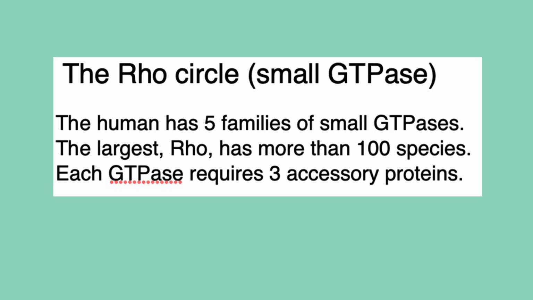The circle in our model represents the Rho small GTPase, but humans have 5 families of small GTPases. The largest family, RAS, has more than 100 species. Each small GTPase requires 3 accessory proteins to function. The small GTPases can interact with each other to create their own oscillating system.